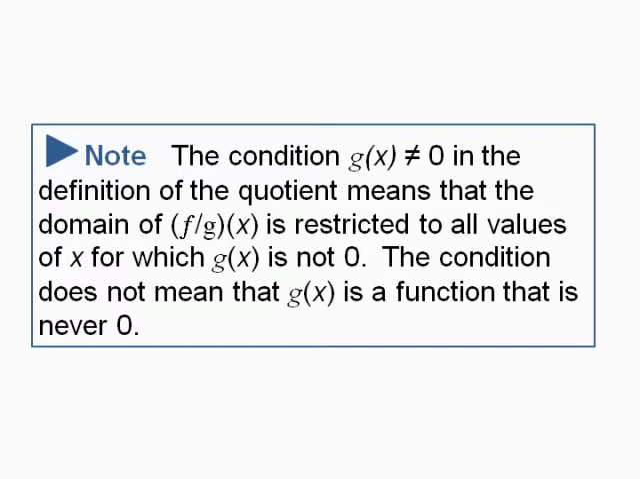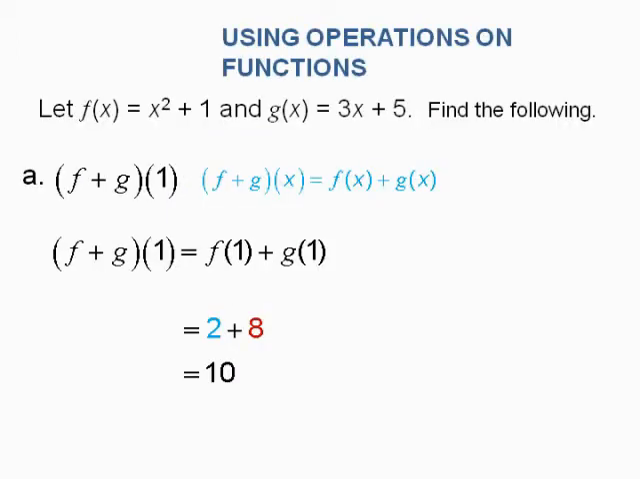So it says the condition g of x cannot equal 0, and the definition of the quotient means the domain of f divided by g of x is restricted to all values of x for which g of x is not 0. The condition does not mean that g of x is a function that is never 0. So sometimes you have to watch out for the way things are written and so forth. So be careful. You know, they may have on the bottom g of x plus 1 or something, and if that comes out 0, your fraction's not undefined.